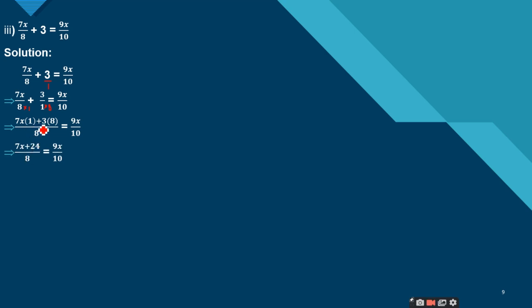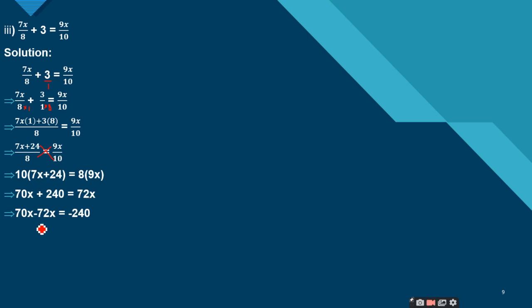Now 7x plus 3 eights are 24 upon 8 is equal to 9x upon 10. Now we have two terms on both sides, so we just do the cross multiplication as we did in our previous question. Multiply 7x plus 24 by 10 and 9x by 8. So 7 multiplied by 10 is 70x plus 10 multiplied by 24 is 240 is equal to 8 nines are 72x.